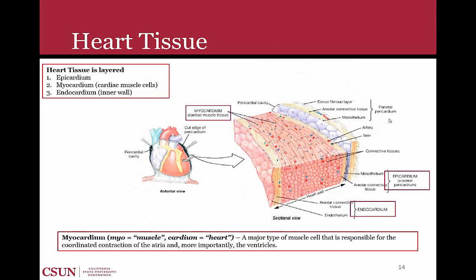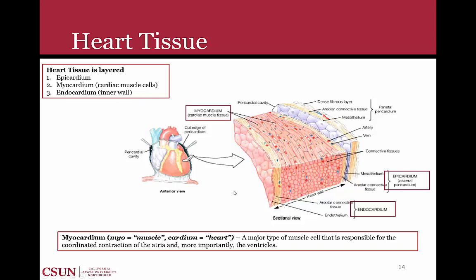Heart tissue. Heart tissue is made up of three different types. The most important type, I will say, is myocardium, because that is the major muscle cell that's responsible for contraction, specifically in the ventricles. These myocardial cells are very electrically susceptible to being stimulated. What that means is when there's some change in the membrane voltage across these cells, they're able to contract, and that makes them pretty special.